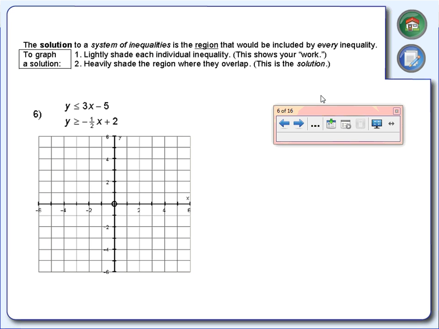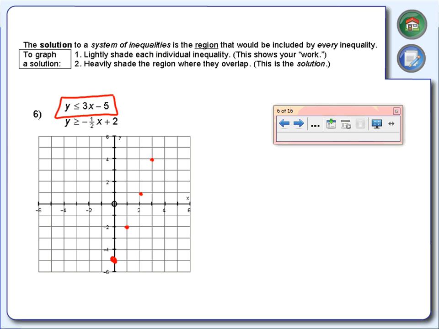All right, so here we go. Number 6. I've got y is less than or equal to 3x minus 5. We're going to graph that. Here we go. -5. That's the y-intercept. That's our starting point. 3. That's our slope. Now, that needs to be a fraction, so I'm going to make it 3 over 1, which means we're going to rise 3, run 1. Up 3, over 1. Up 3, over 1.